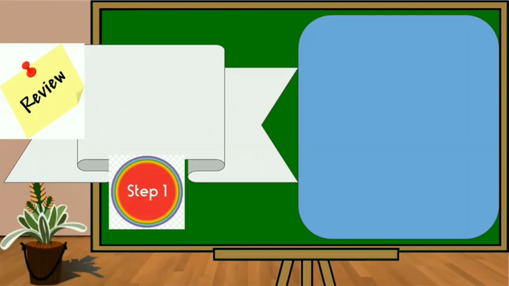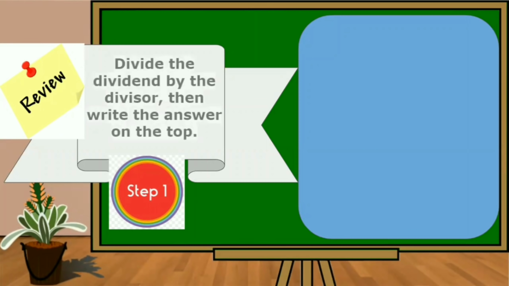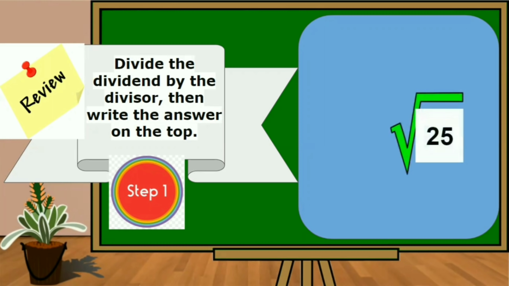The first step that we need to follow in answering a simple division equation is to divide the dividend by the divisor. Then write the answer on the top. On our example, the dividend is 25, while 8 is the divisor. So 25 divided by 8 equals 3.